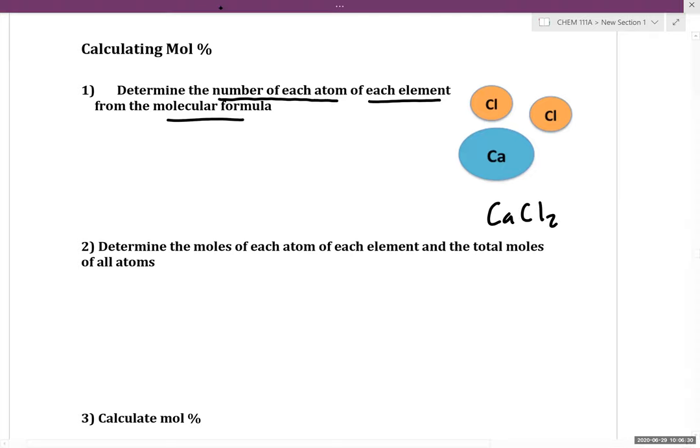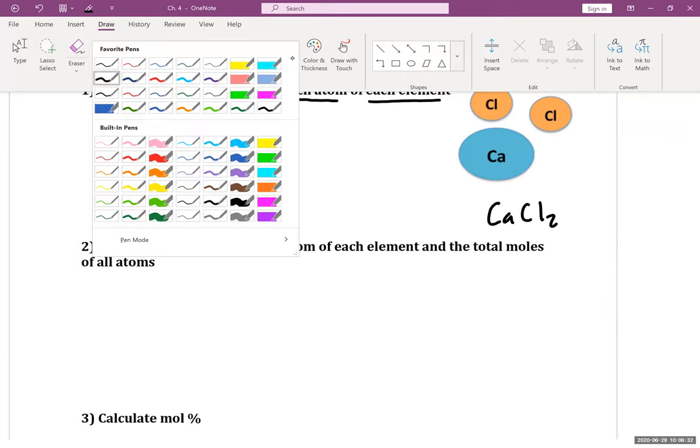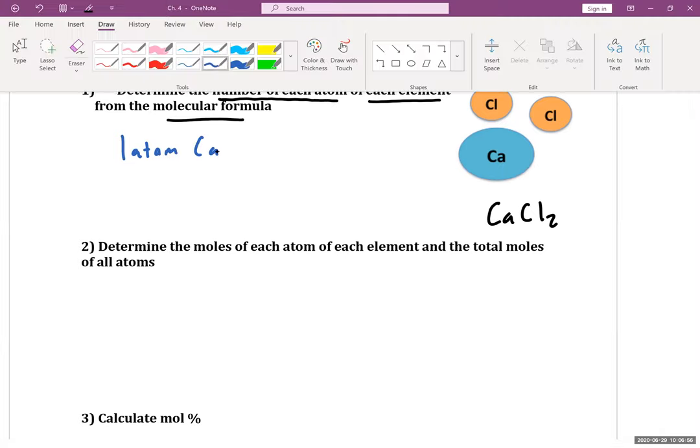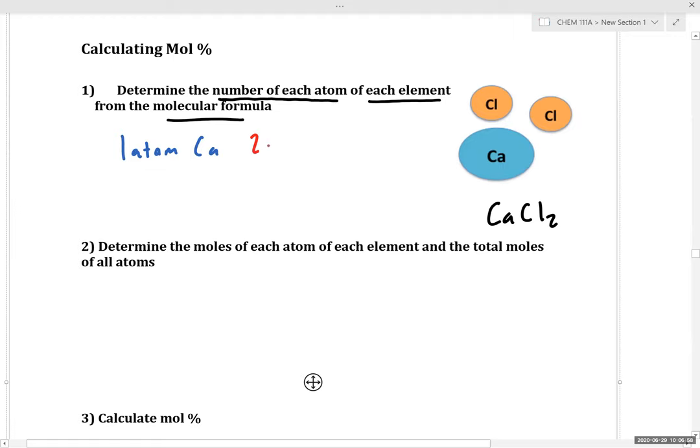How many atoms of calcium do we have? How many calciums do we see? One, yep. So we have one atom of calcium. And repeating this process for chlorine, we have two atoms of chlorine.